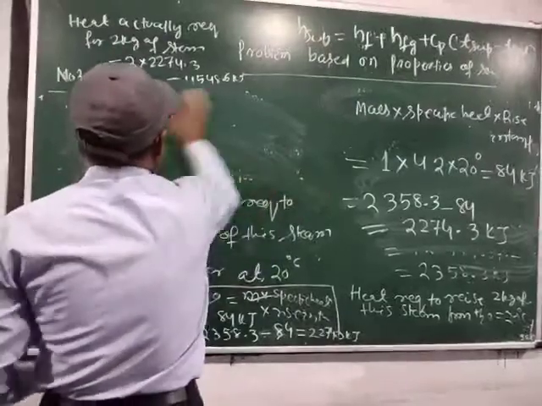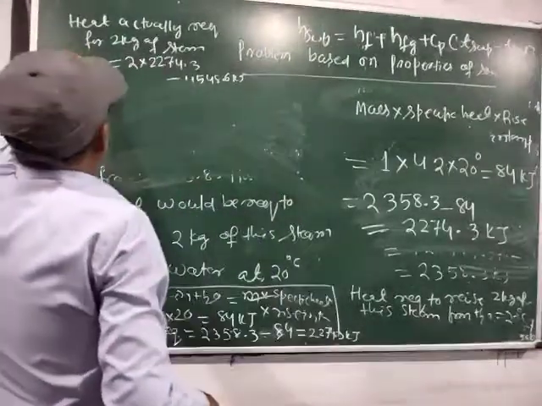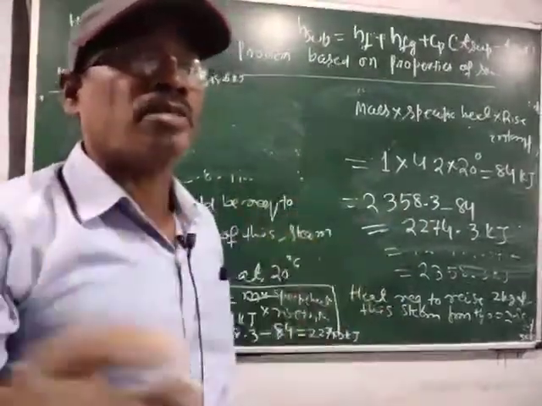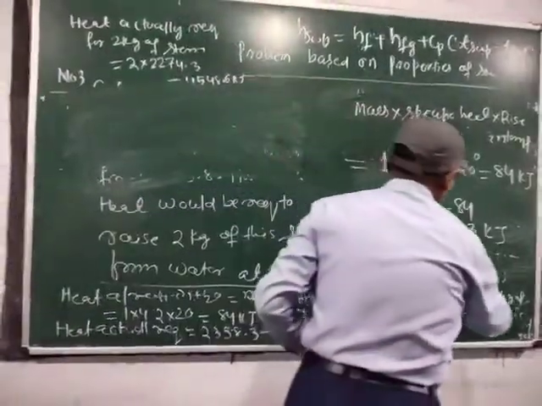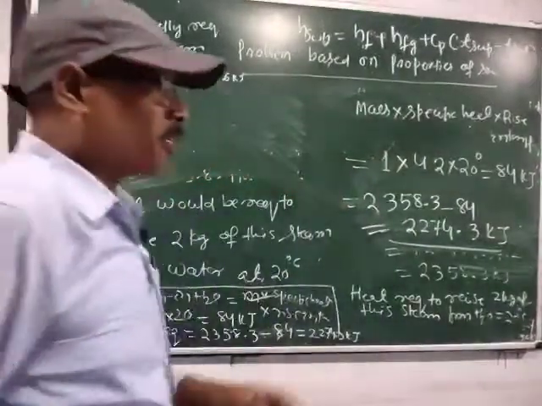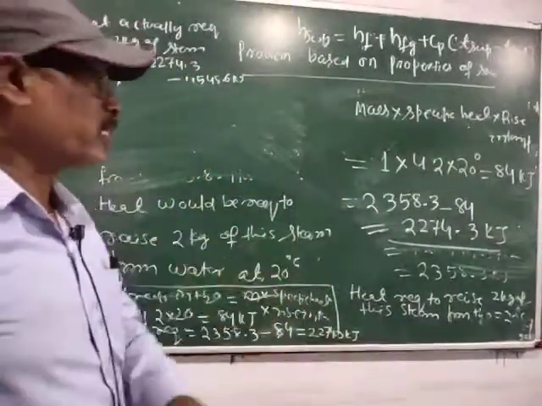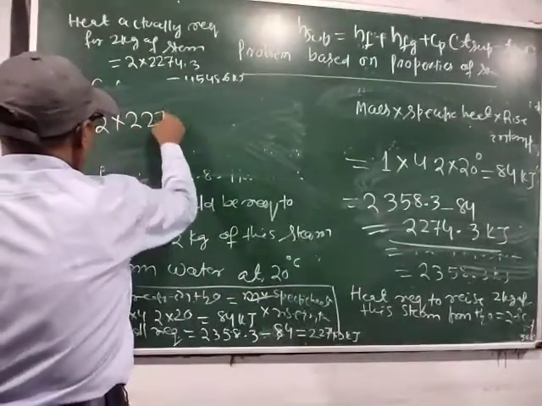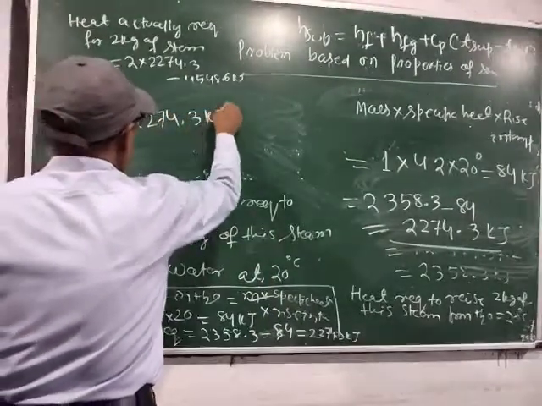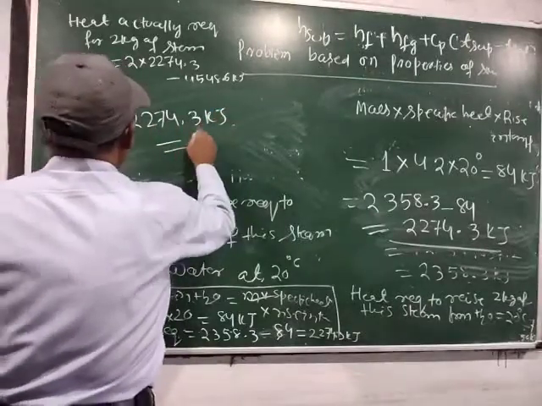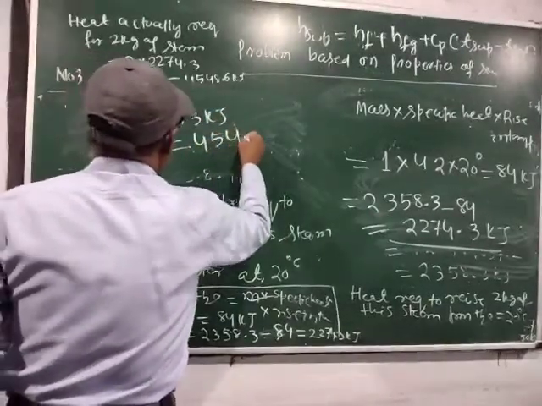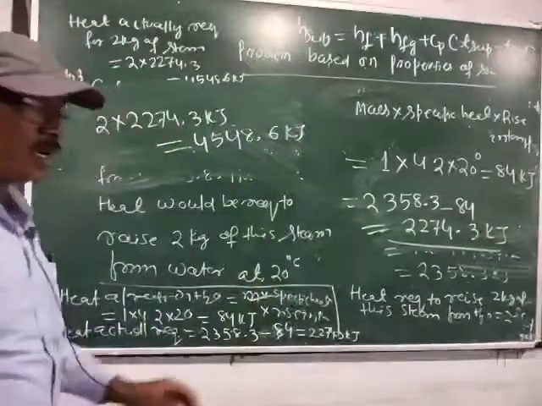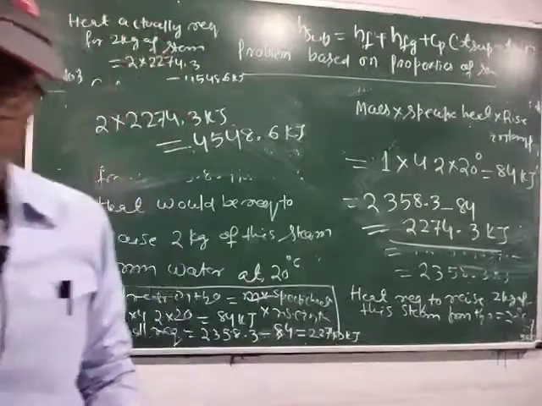But in our question, heat actually required for 2 kg of steam. This is for 1 kg of steam. But for 2 kg of this steam, we have 2 into 2274.3 kilojoule is equal to 4548.6 kilojoule.